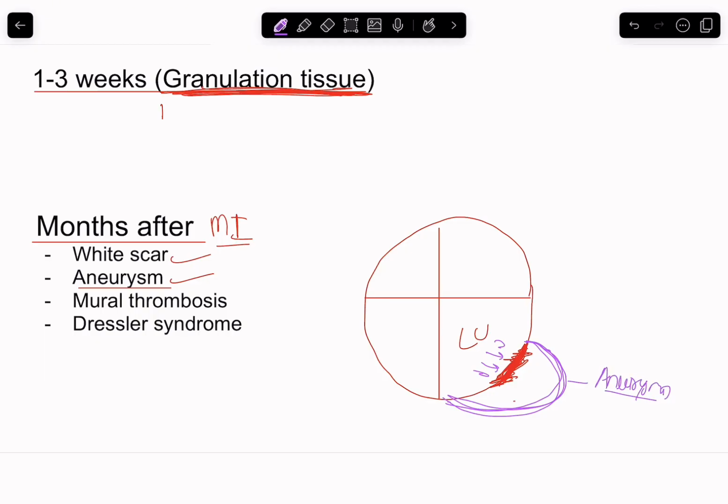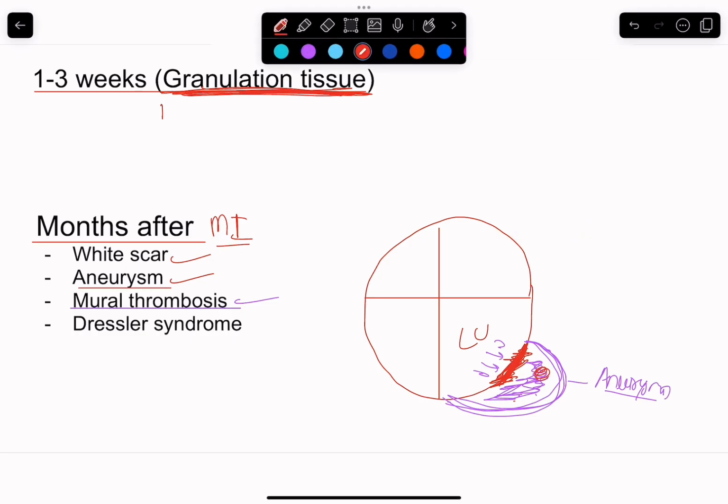After that you can see mural thrombosis. So whenever there is this aneurysm, the blood tries to be stagnant there, and the blood being stagnant can activate the coagulation cascade, which can result in formation of a thrombus. Okay, so this is one of the complications.